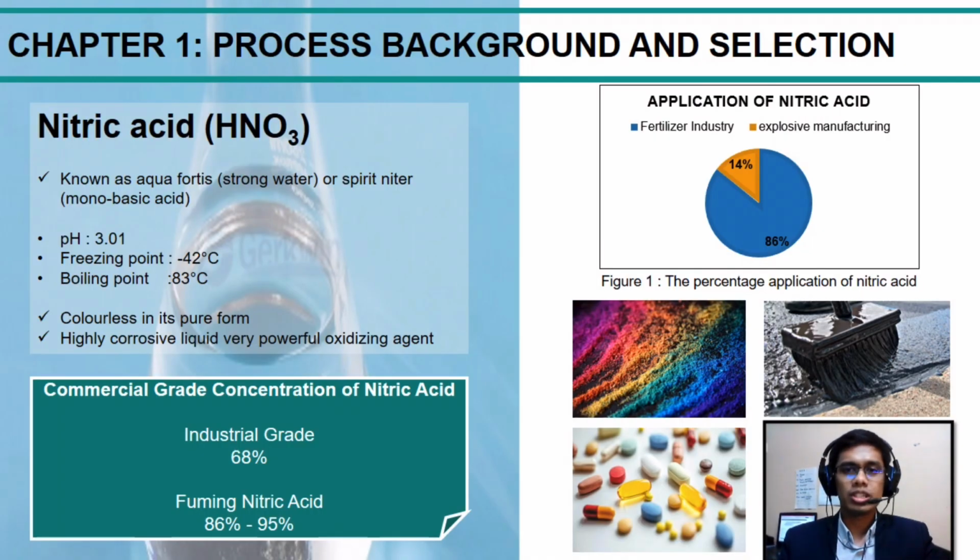Nitric acid, which is also known as aqua fortis or spirit of nitre, is a monobasic acid. The pH of nitric acid is 3.0 and it has a freezing point at negative 42 degrees Celsius and a boiling point at 83 degrees Celsius. The industrial grade concentration of nitric acid comes in 68%, while 88% or higher nitric acid is called fuming nitric acid. Nitric acid is used by producers of ammonium nitrate, as demand for ammonium nitrate product is high, especially in fertilizer. It is also used in the manufacture of explosives, dyes, coal tar products, drugs, and the production of plastic.